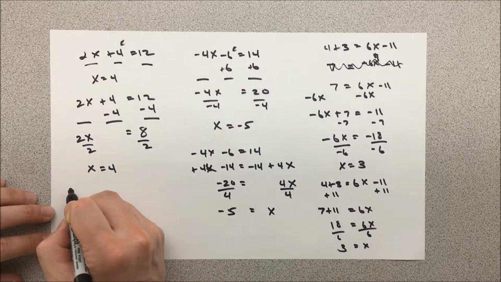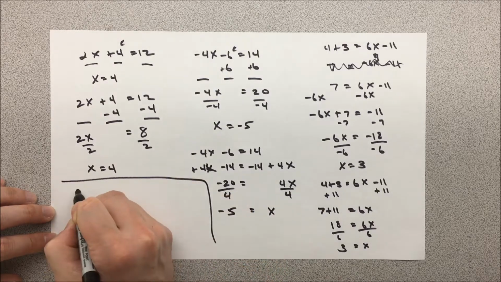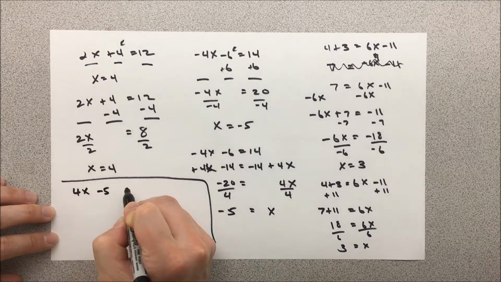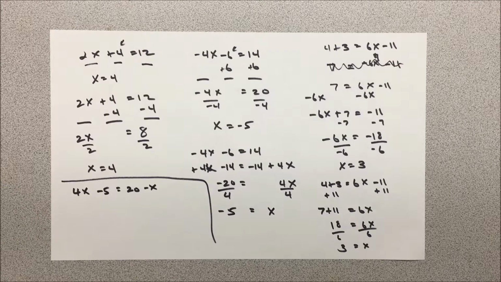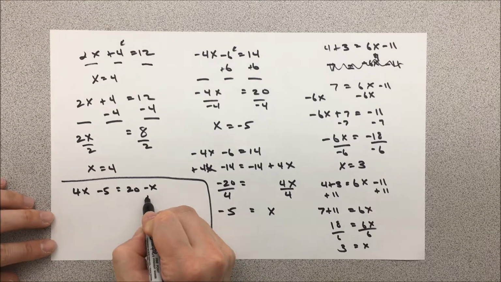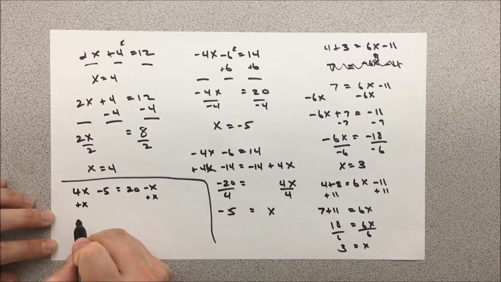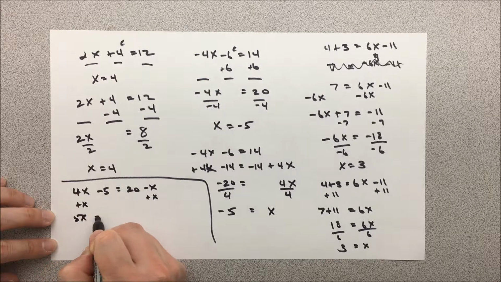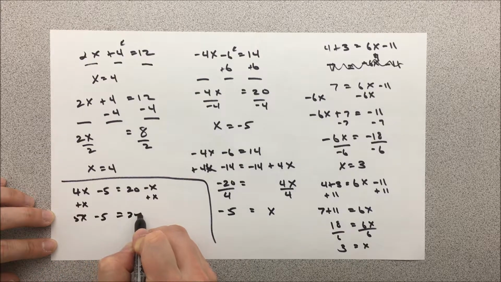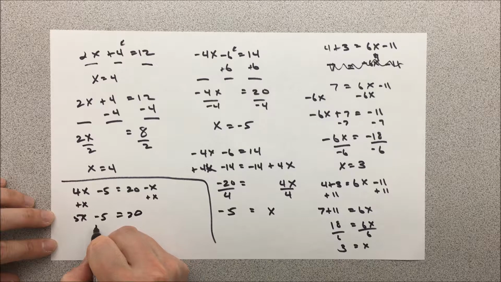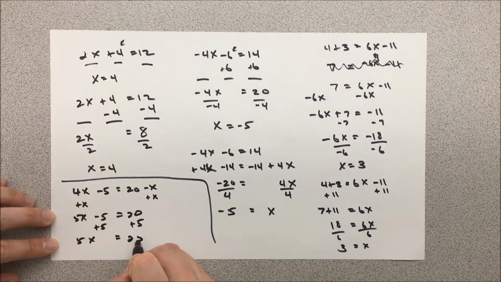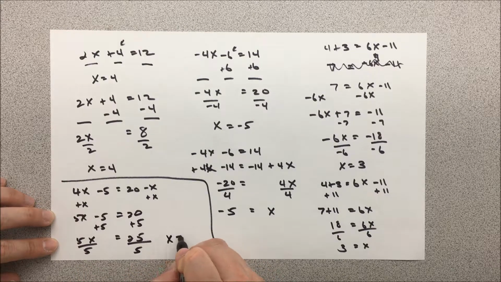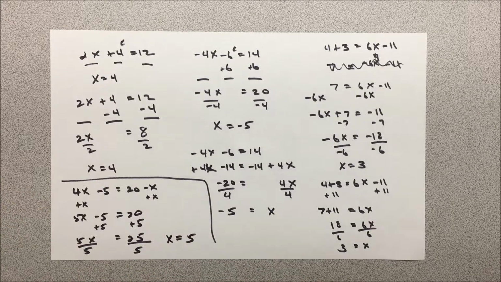So here is an example. 4x minus 5 is equal to 20 minus x. I will add x to both sides to get 5x minus 5 is equal to 20. I can add 5 to both sides to get 5x is equal to 25. I can divide both sides by 5 to get x is equal to 5.